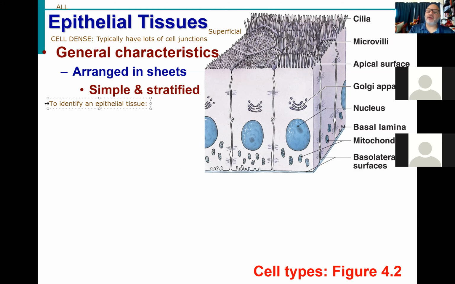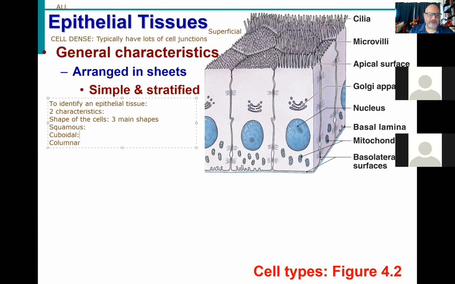To identify an epithelial tissue, there are basically two characteristics we need to take into consideration. The first is the shape of the cells. And as it turns out, there are three main shapes. Those three main shapes are first squamous, cuboidal, and columnar.